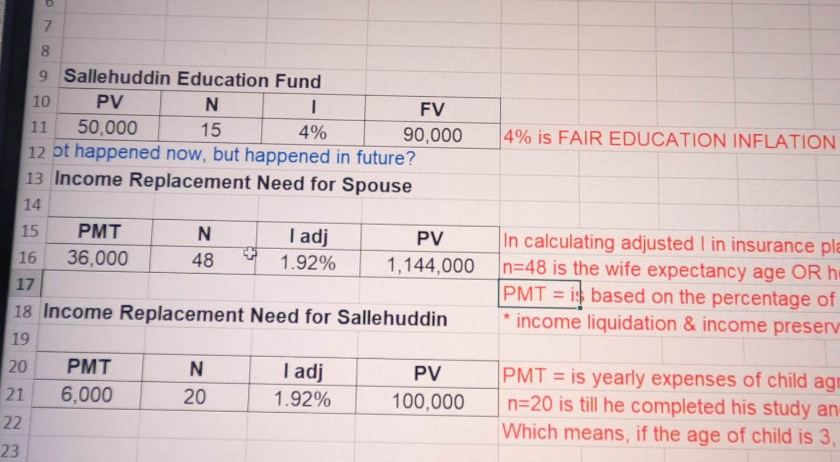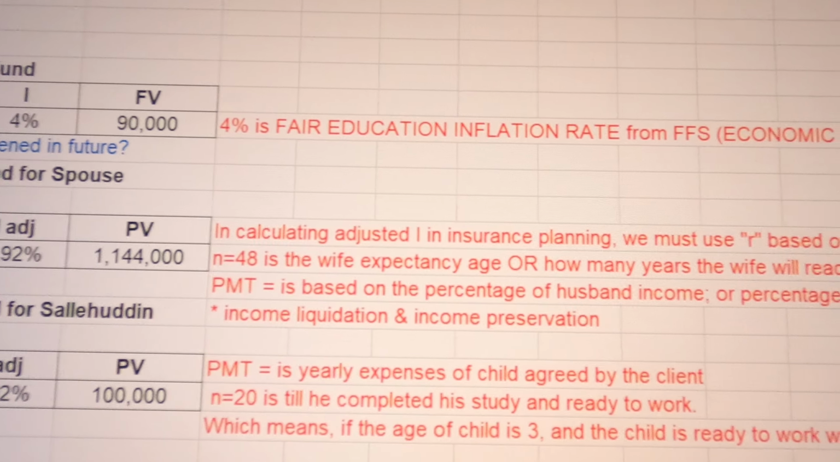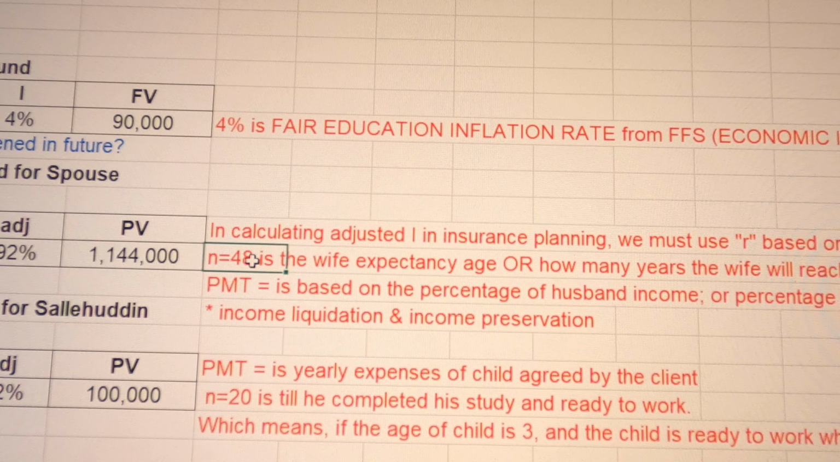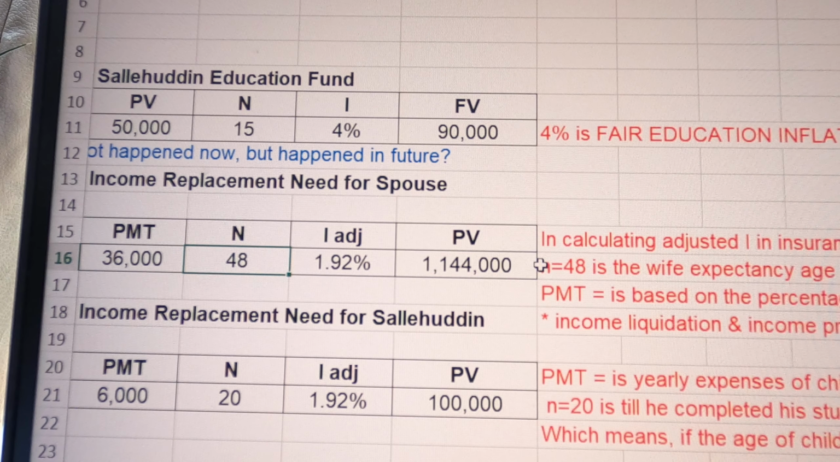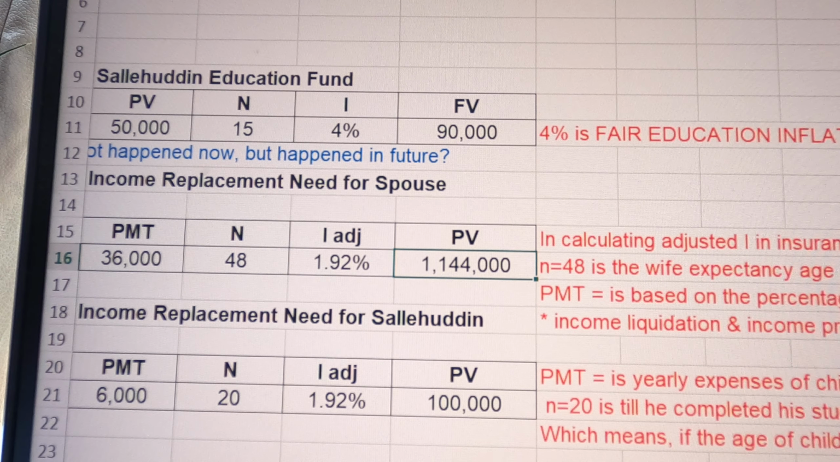And for N, as I said before, number one we can use is the wife's life expectancy age, which will be very, very huge. If she dies at age 80, that is a long way off, right? So N will be very huge, like 48, something like that. Therefore, if the years or N is too big, then the PV figure will be too high. Okay, look at this calculation. If N is too big, then the PV will be too high, and then your shortfall will be very, very high.